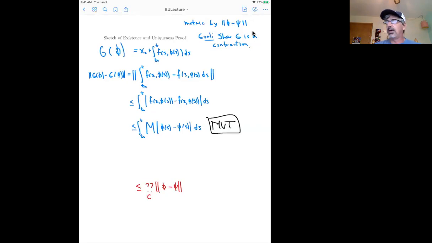And m is not necessarily less than 1. M could be 100. If that function is really steep, m could be a really big number. I don't know what it is. It's just some constant m. So that's for some value m.